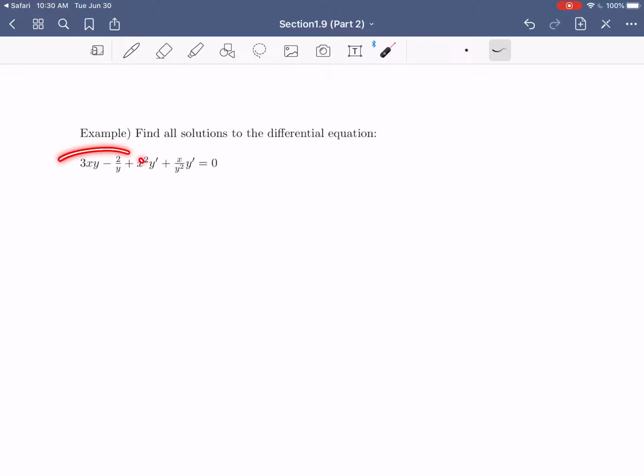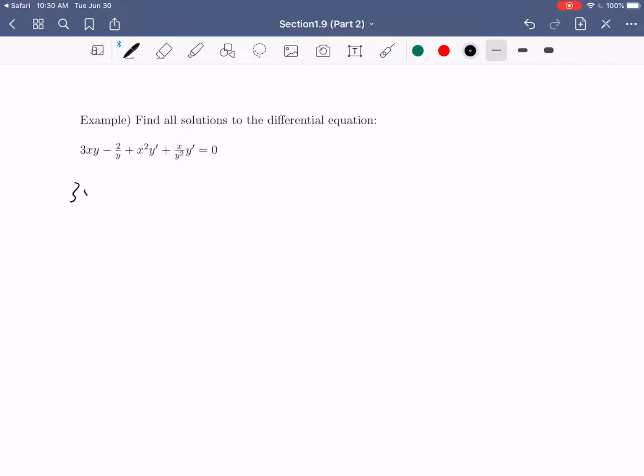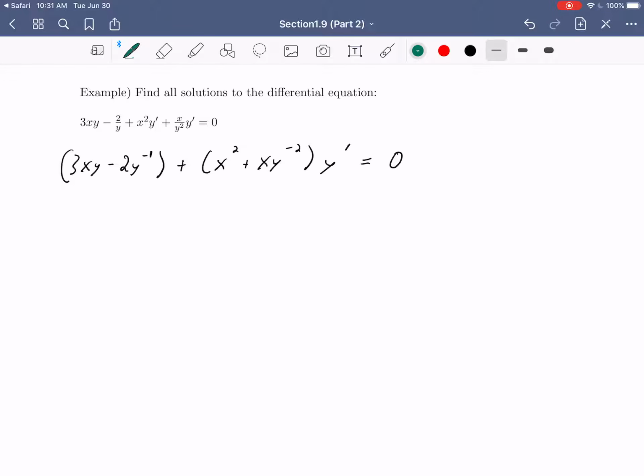So let's begin by putting it into the format that we want, which sort of means that we have to factor out that y prime. So we get 3xy minus 2 over y. And if it helps, I'd put some parentheses there. And then, since we know that at some point we're going to have to start doing derivatives, let's just go ahead and call this 2y to the minus 1, since negative exponents are going to make that easier. And then let's call this x squared plus xy to the negative 2. Y prime equals 0. Okay, in our traditional language, this here would be considered our m, and this here would be considered our n.